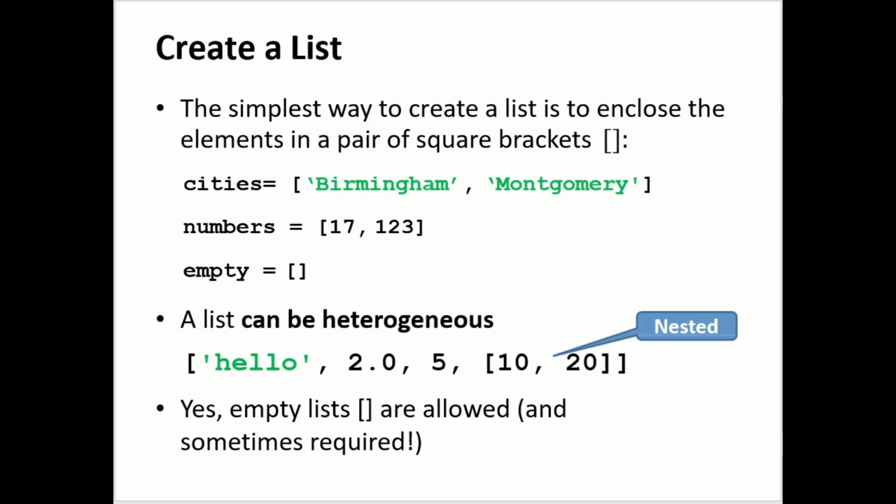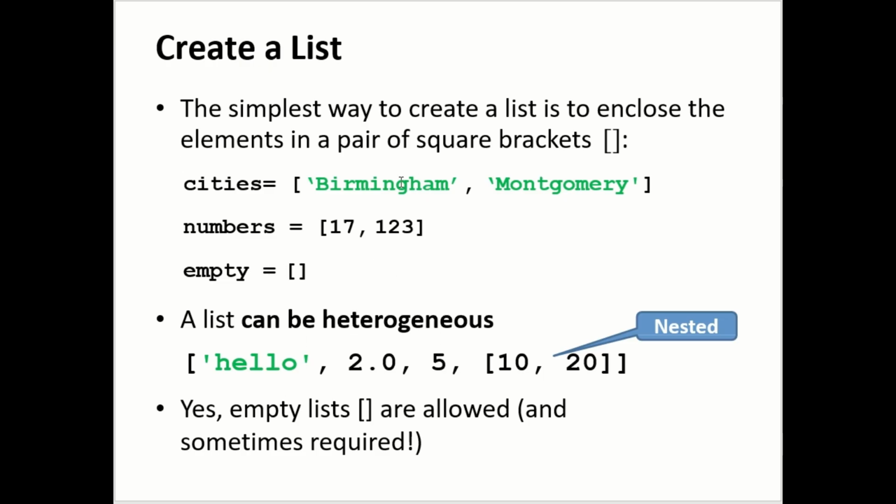So the simplest way to create a list is to enclose the elements in brackets, separate them by commas, and assign them to a variable. So in these three examples, we have the variable cities, which is being assigned a list of two elements, both of which are strings. A list called numbers, being assigned a two-element list. Both elements are integers. And then finally, a list can be empty. And here we have a variable called empty being assigned an empty list.